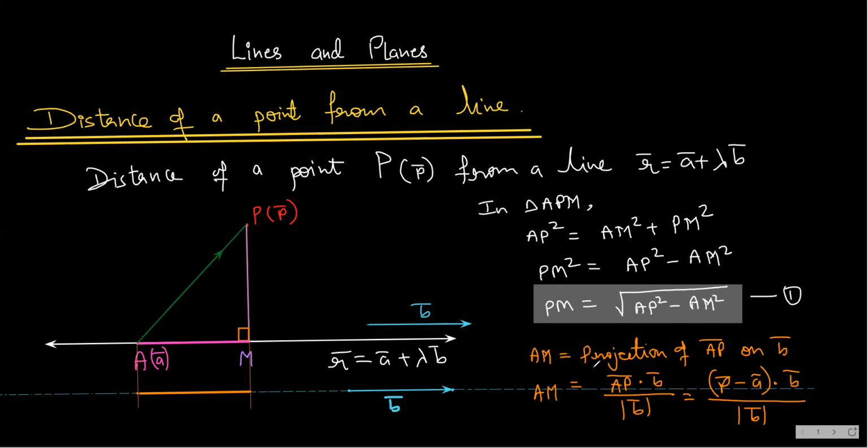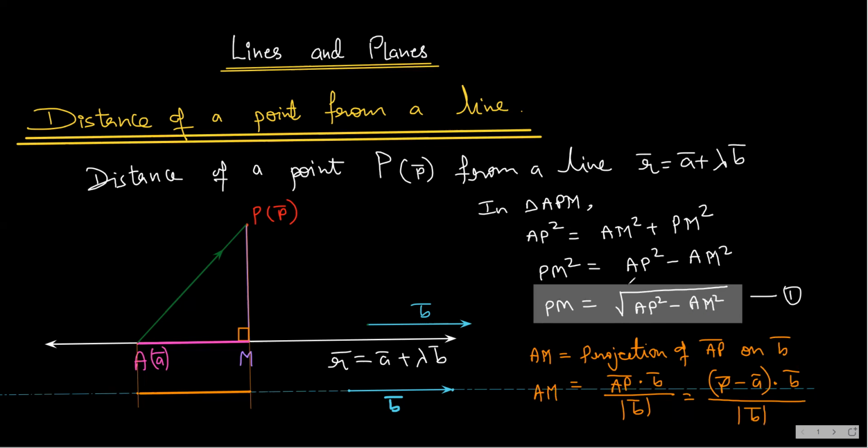You got AM. And you remember that projection is always a scalar. It's a number. So you got AM. Now what I do is AP. What is AP square? I want AP square. See, I could manage to get AM. I will substitute this here.